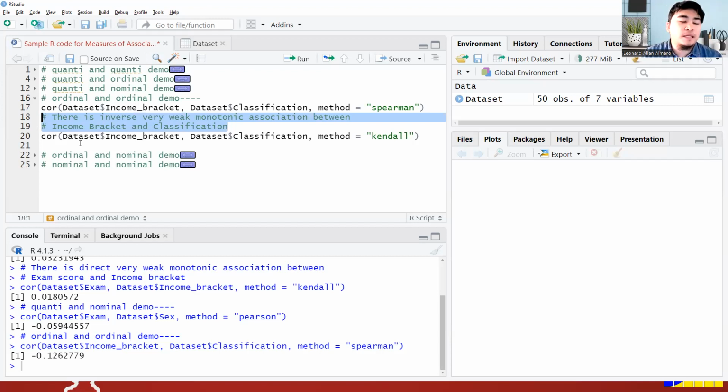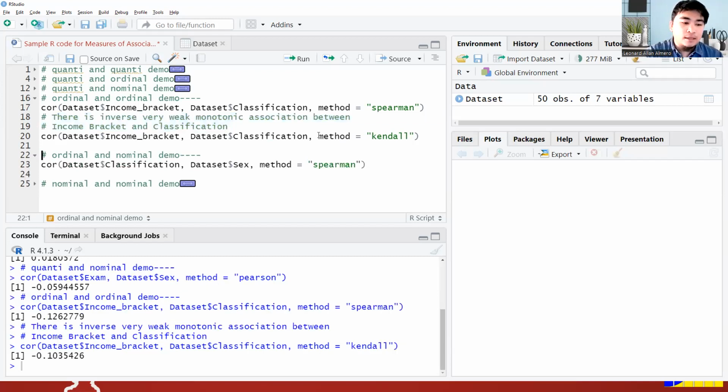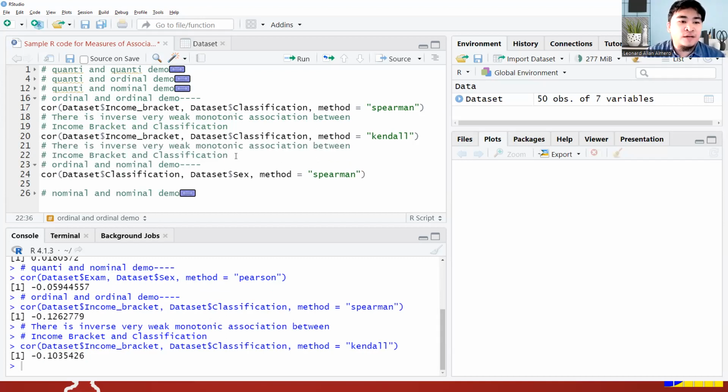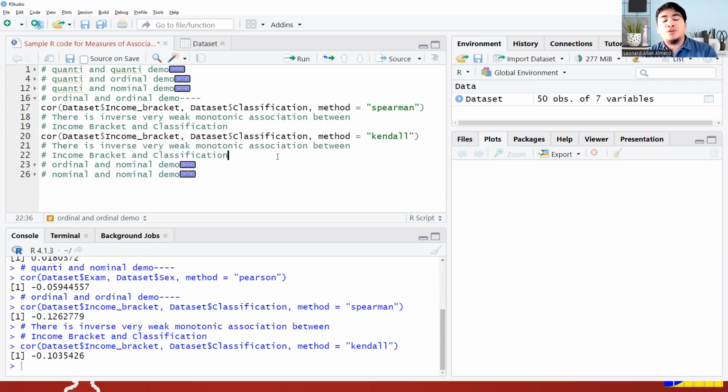Okay, tapos pag niran po natin itong Kendall, makuha natin yung value dyan, parehas lang. Pero mapapansin nyo, mas mababa pa rin siya kay Spearman. So, true yung sinasabi natin kanina na Kendall is generally lower than Spearman, in value lang po. So, again, inverse, very weak monotonic association between income bracket and classification. So, this is the case kapag meron kayong dalawang ordinal level. Any questions po?